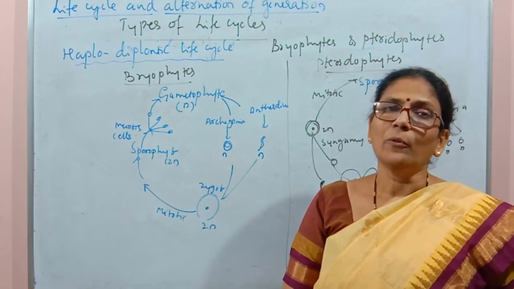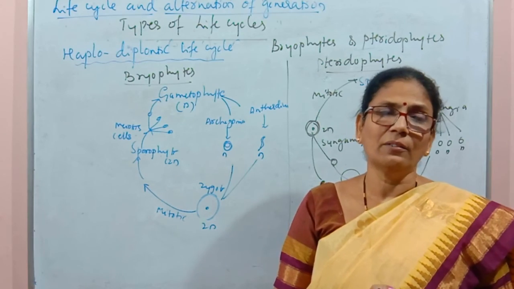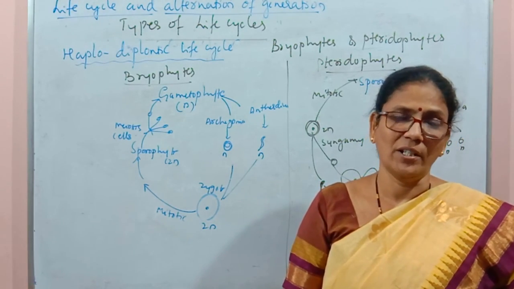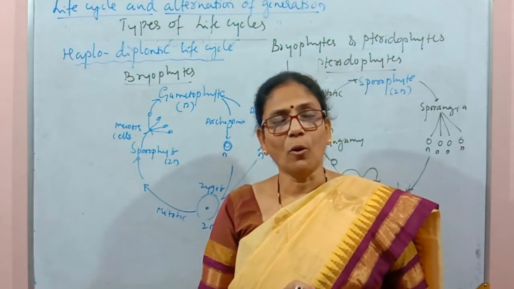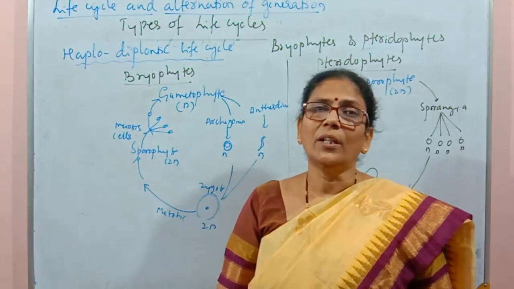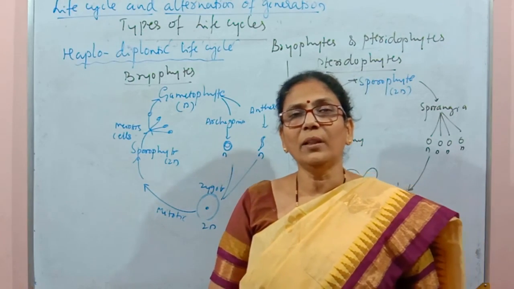So here I am going to conclude the whole topic. In this video we are finishing not only the life cycle and alternation of generation, we are also ending the whole topic, that is the plant kingdom. In the next video we will continue with chapter 4, that is the animal kingdom.